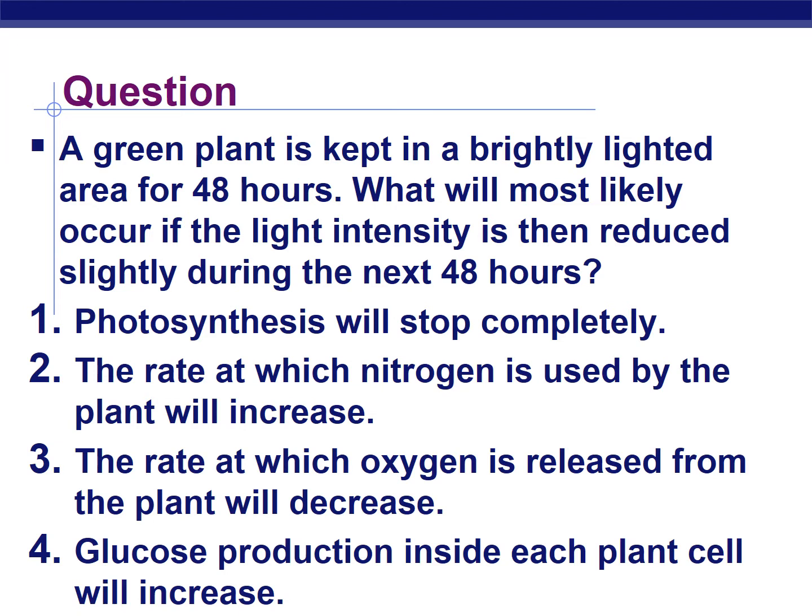Let's read number 4 though. Glucose production inside each plant cell will increase. Well, if you're reducing the amount of light, that means photosynthesis will probably slow down, and that means glucose production will probably slow down also. So number 4 is not a good answer. So 3 is the best answer out of all these choices.